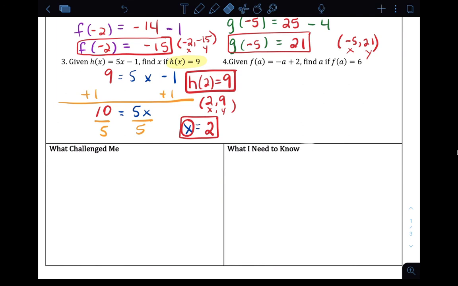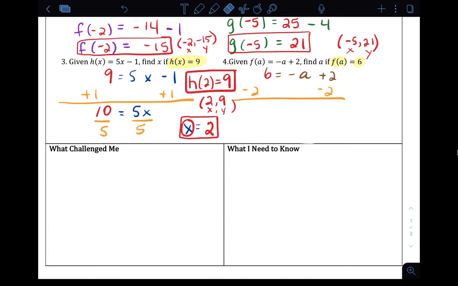Let's do one more example together. This is sort of our same scenario where they say, given f of a equals negative a plus 2, find a when f of a equals 6. So what we're going to do is we're going to recognize that f of a and 6 are equivalent. They're synonyms. You can replace an f of a with 6. Since I see an f of a right here, I'm going to go ahead and replace all that with 6. And I'm going to go ahead and solve.